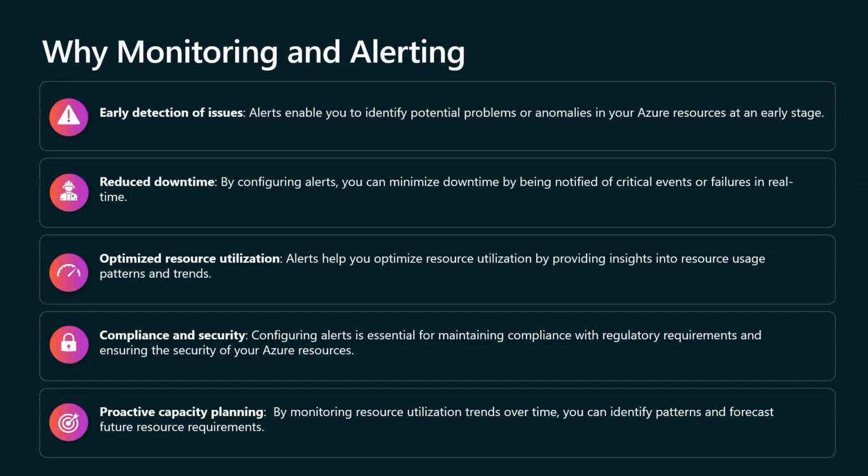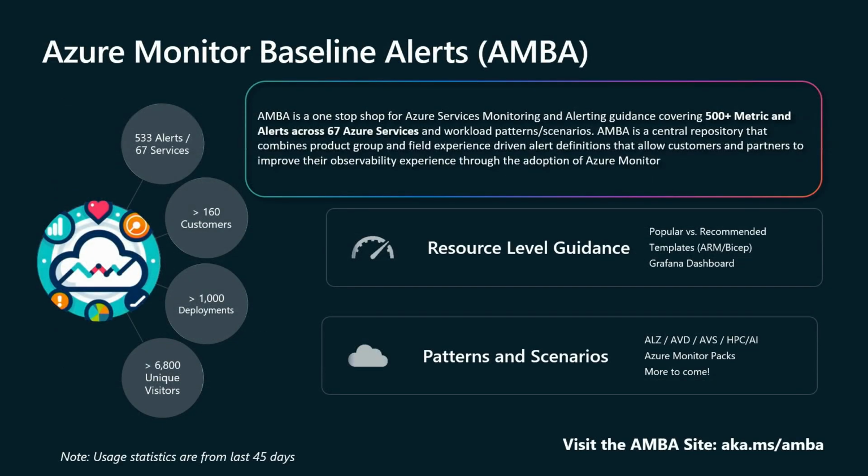But there are challenges, like there are so many resource types. How would you know what the metrics are? There are so many logs, so many tables, what metric to use, what threshold to use, and then how to scale it for the whole workload. We're using so many resource types, right? That's why we built AMBA, the Azure Monitoring Baseline Alerts library, which right now has 500 plus alert definitions across 67 services, and growing every day, like APRL.